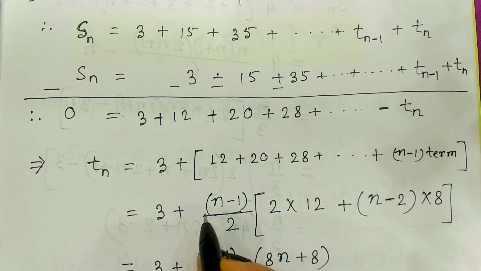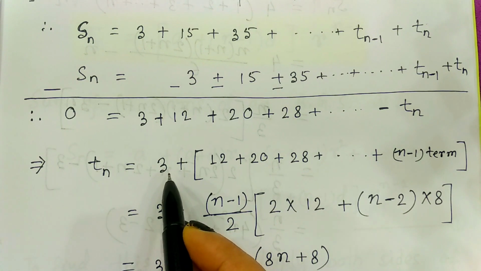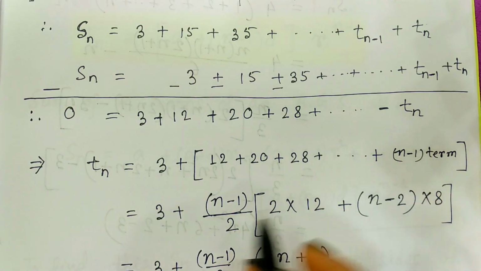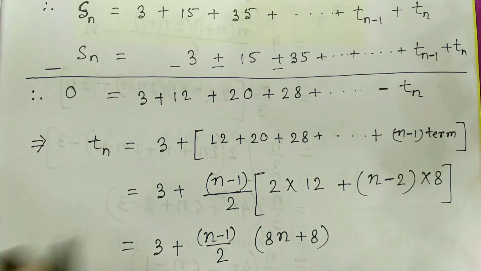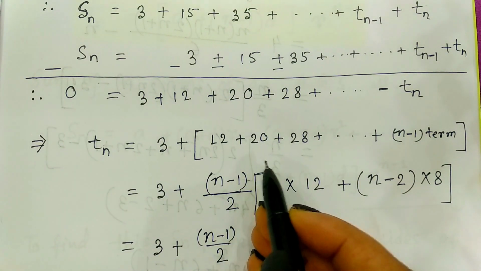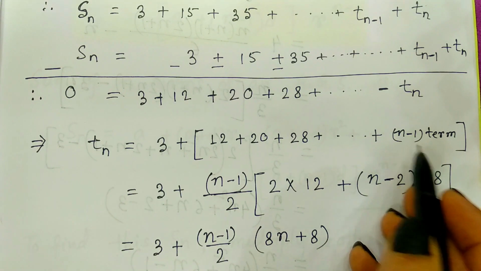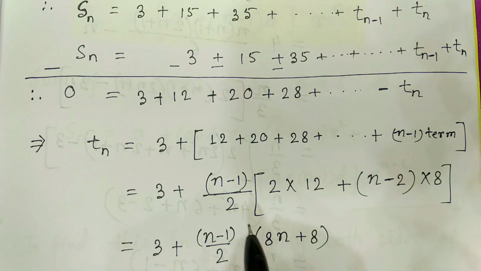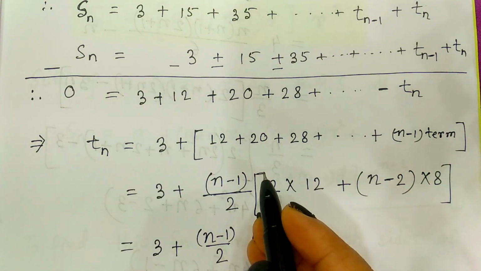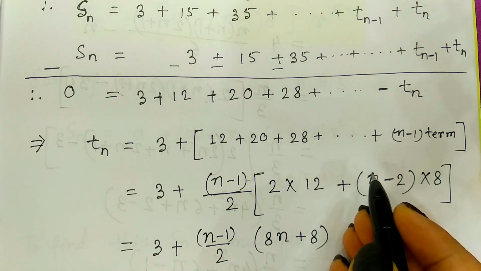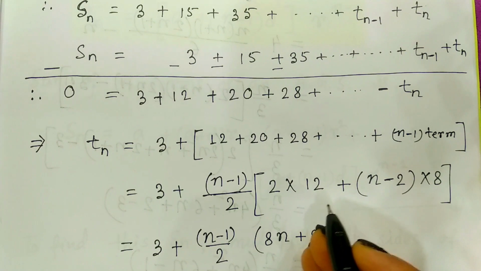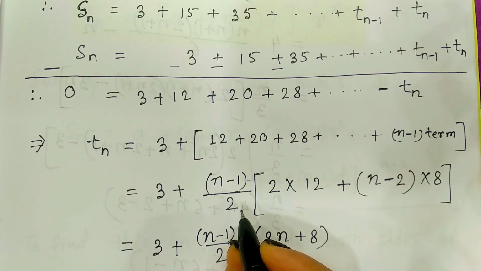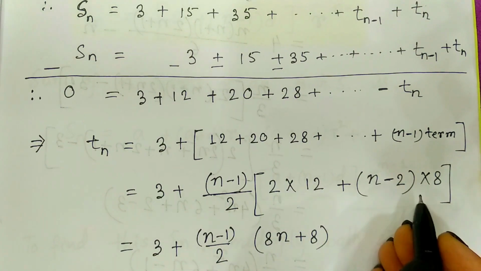So what we can do: first term 3 we take separately, then from 12 onwards this one is an AP, with common difference 8. So the total number of terms is n minus 1. So what we will do is simply substitute into the formula. We know the summation for an AP series is n by 2 into 2a plus (n minus 1) into d. Here n is equal to n minus 1, a is equal to 12 and d is equal to 8.